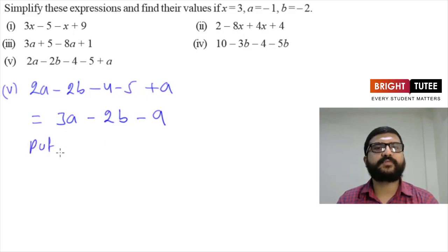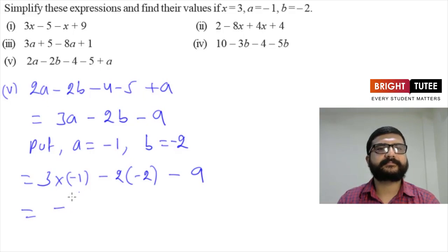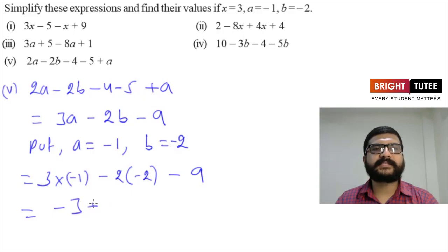So what we are going to do, we are going to put a equal to minus 1, b equal to minus 2 here in this expression. So we will get 3 into minus 1 minus 2 into minus 2, because value of b is minus 2, and then we'll have minus 9. Now let's simplify it. 3 into minus 1, this is minus 3, minus 3, then minus 2 into minus 2, this is plus 4, and then minus 9.